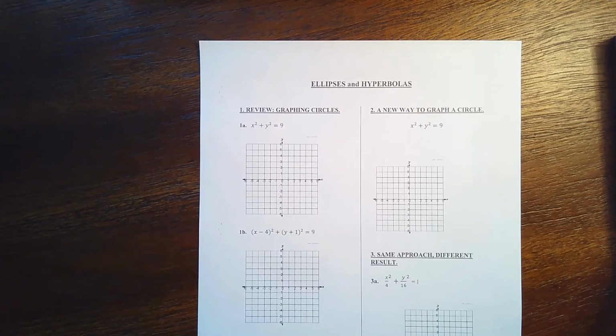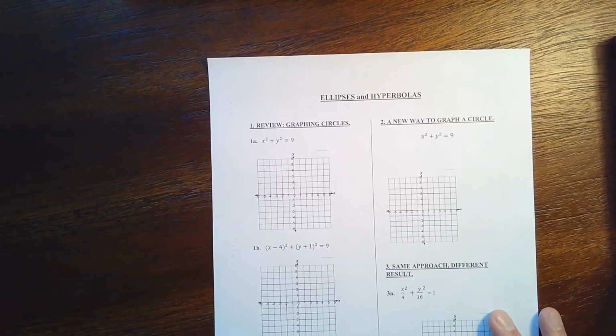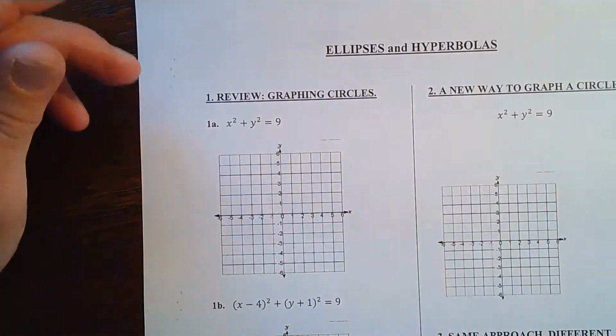I have the worksheet in front of me here, the best place to begin. Our review is with number 1 on page 1. We're going to do a quick review of circles. You should know how to do this before you start trying to learn how to do ellipses, but we'll do a quick review here. I will zoom in for us.